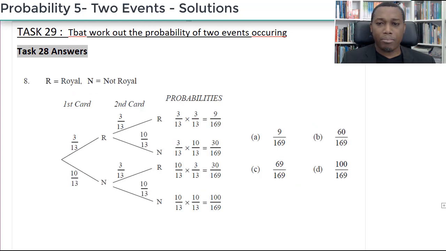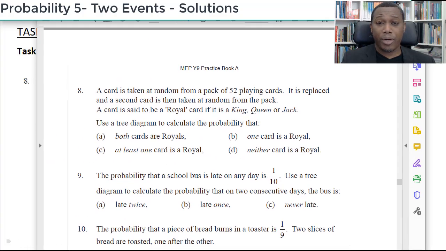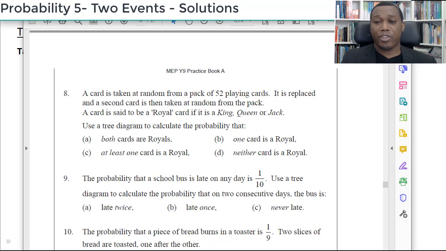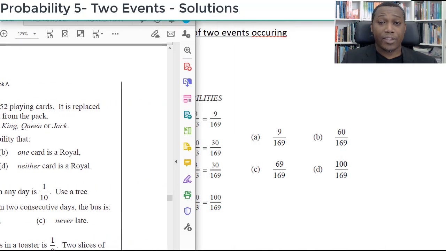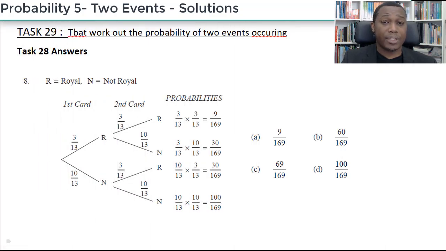Moving on, number 8 was another big one, and this time they didn't give you the framework for the tree diagram. So number 8, that's what it looks like here. I've just brought it in. That's number 8, and yeah, let's look. So both cards are royals, one card is royal, etc. You had to build a whole tree diagram, and royal is king, queen, or jack. Okay, so you needed to build all your probabilities, etc.